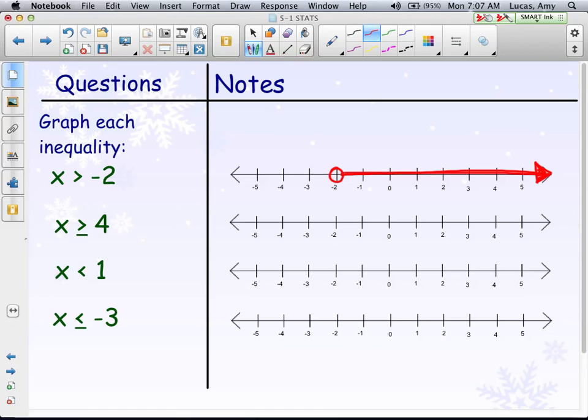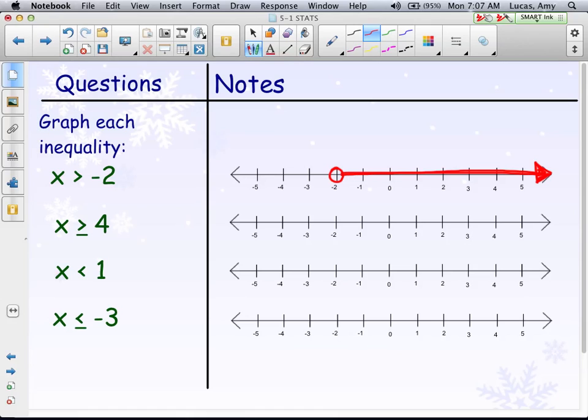Make sure when you're graphing that we can tell which direction you've drawn your ray. So you've got to shade it in darker for us so that we can see it. Also make sure that your open circles are clearly open and your closed circles are clearly closed. So greater than was an open circle because it was just greater than -2, not including the -2.